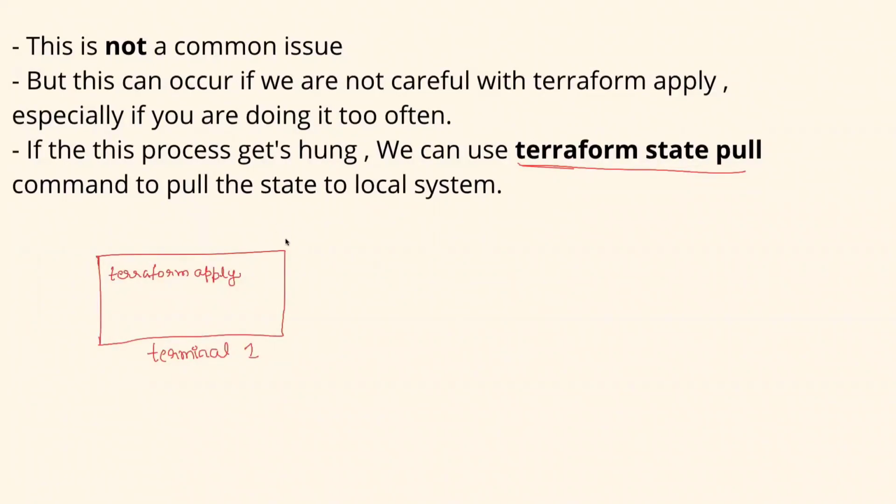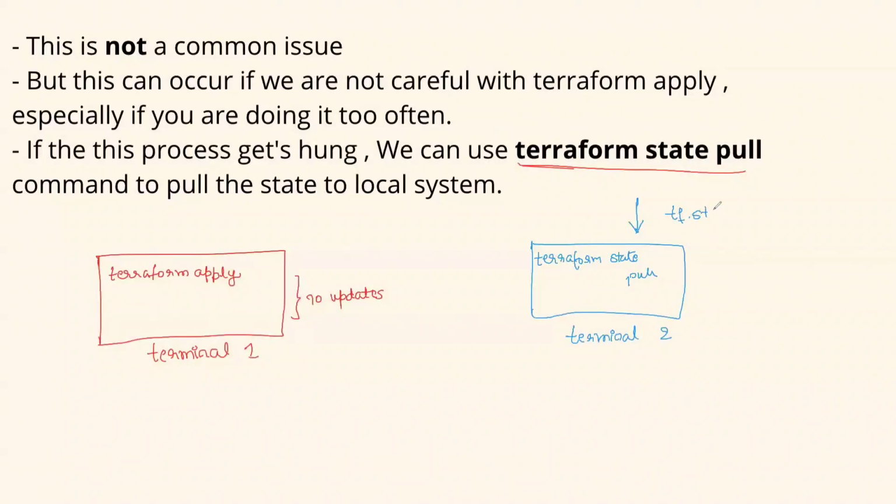then how would you go about saving your state file? One easy way is to open a new terminal. So this is going to be terminal 2. And from this terminal, run Terraform state pull. What this is going to do is get the Terraform state file, the tfstate file, into your local file system immediately. So you have a backup of your state file.